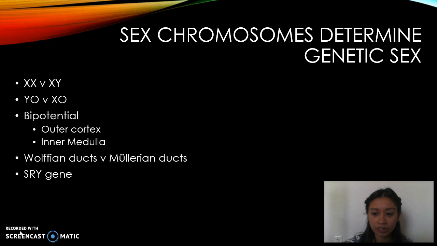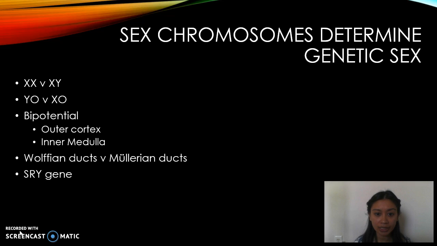The bipotential internal genitalia are made of two pairs of accessory ducts, the Wolffian ducts and the Mullerian ducts. The Wolffian ducts are made from embryonic kidneys, and again, as development proceeds to be male or female, the other duct will degenerate.